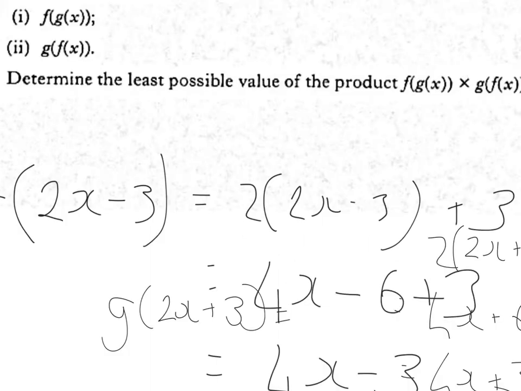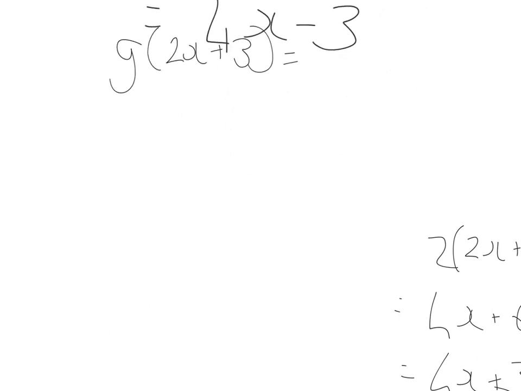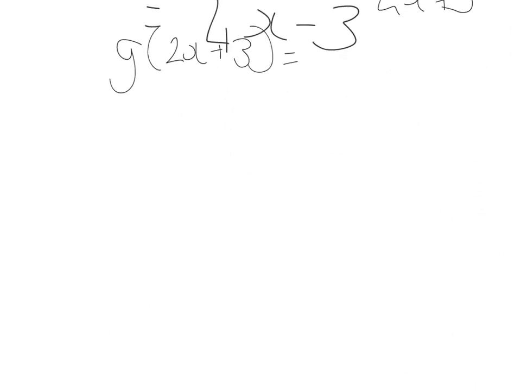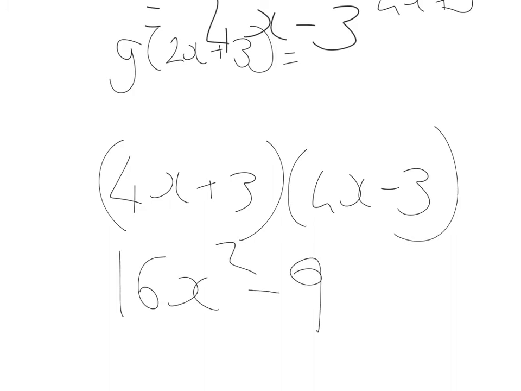The question then says determine the least possible value of the product f of g of x times g of f of x. So I've got two results here for f of g of x and g of f of x, which were 4x plus 3 times 4x minus 3. I've opened that up, I've got 16x squared minus 9.